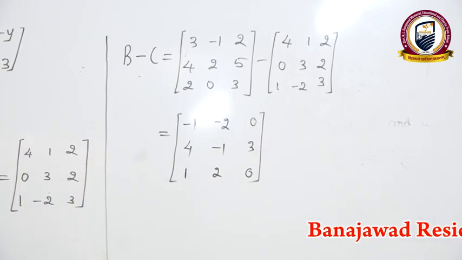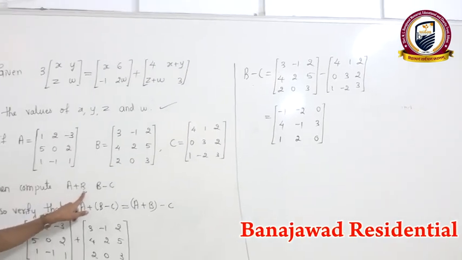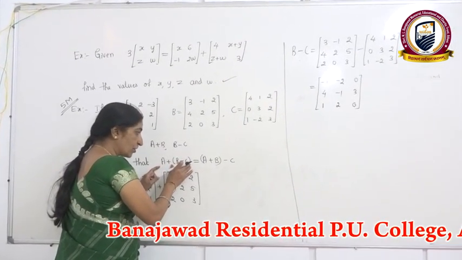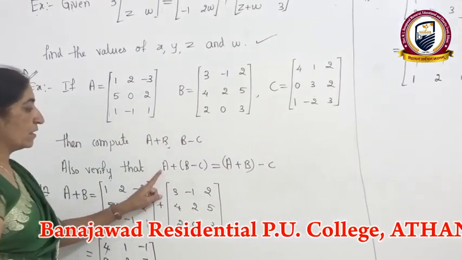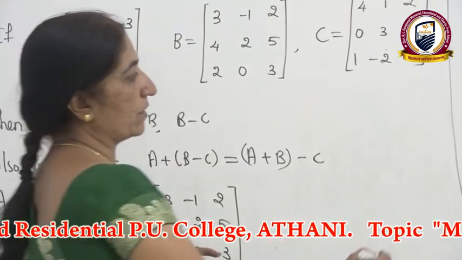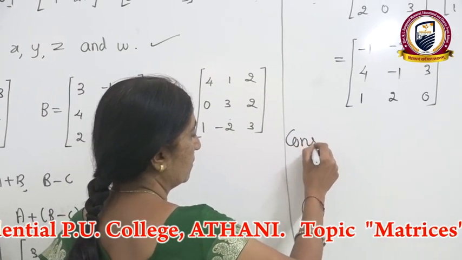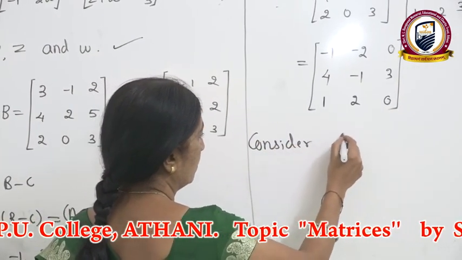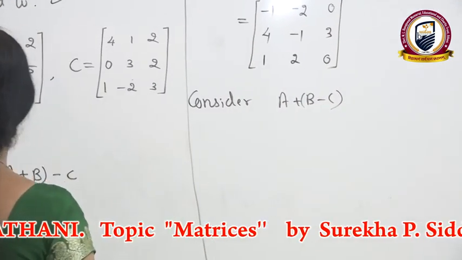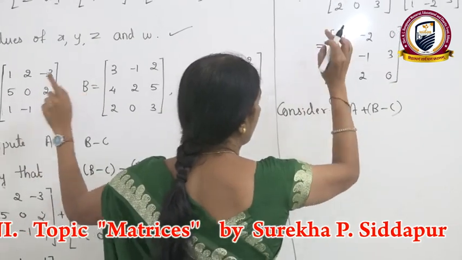Then what did we do? We calculated A plus B and B minus C. Then calculate these LHS and RHS separately. So what is LHS then? A plus B minus C. Write that. Here A is given and B minus C we calculated.